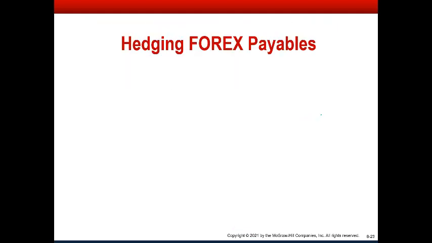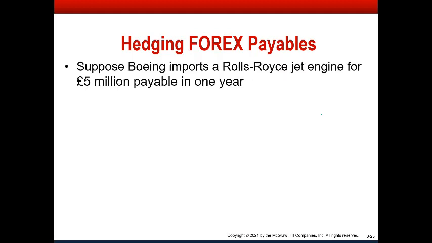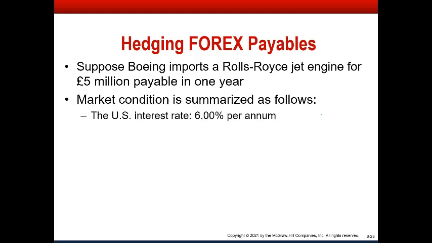Okay, now we'll briefly work through some payables examples, but these are just going to be the flip side of receivables, so these should be pretty easy to understand. Now we've got Boeing importing something from Britain. They're going to buy Rolls-Royce jet engines for £5 million, and that's going to be payable in 1 year. Again, Rolls-Royce is extending credit to Boeing, giving them time to make payment on the products they buy. That's very common. And here's what we're looking at: U.S.